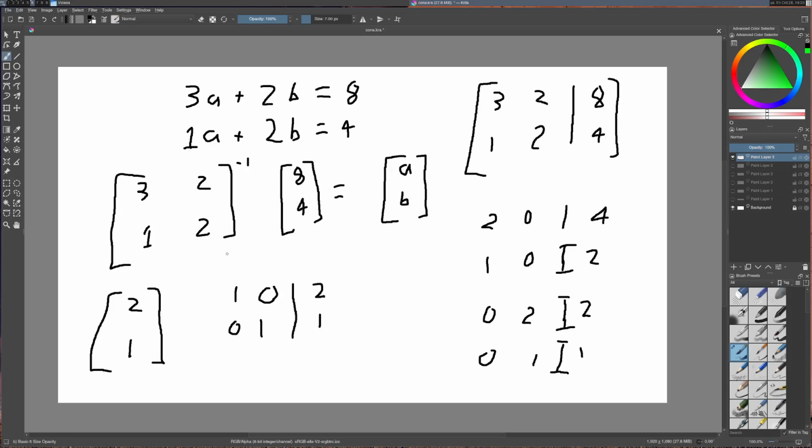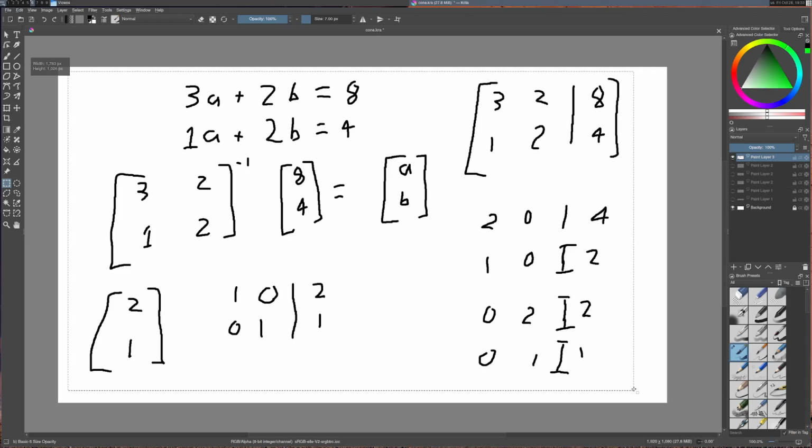And let's just make sure that that's right. 3 times 2 is 6, 2 times 1 is 2, 6 plus 2 equals 8. So this one works out. 1 times 2 is 2, 2 times 1 is 2, 2 plus 2 is 4. So all of that works out.